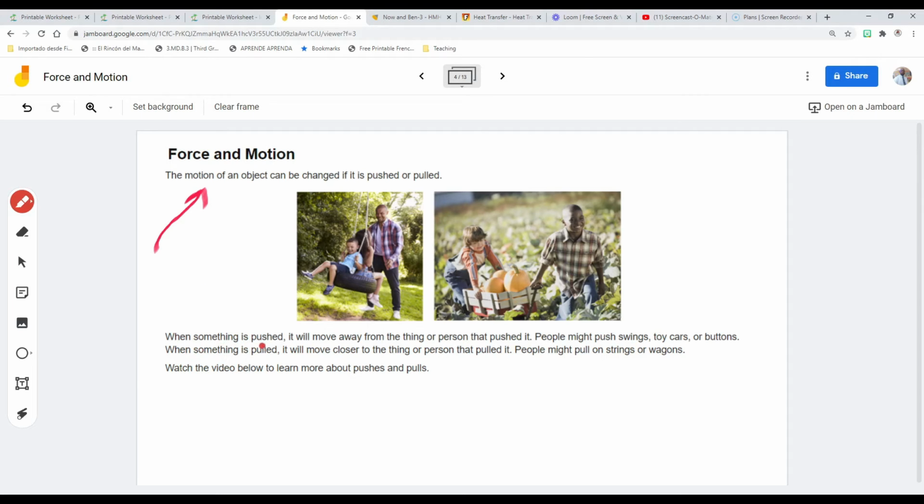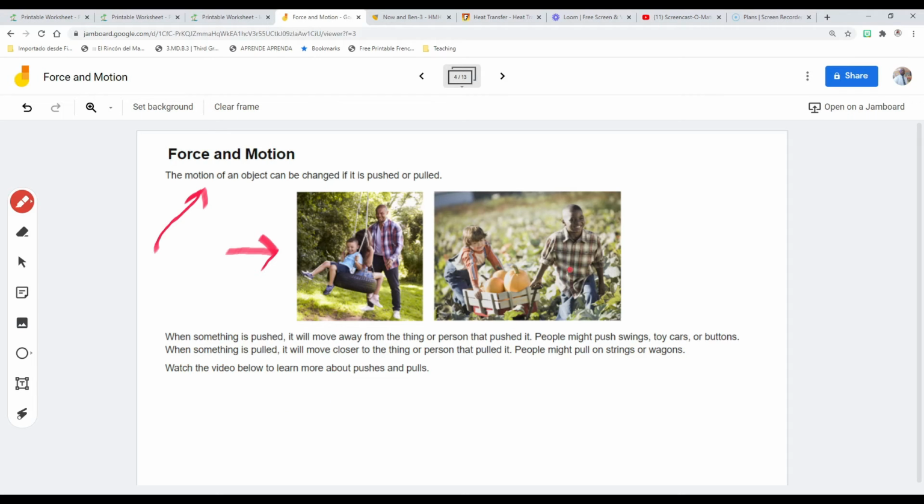When something is pushed, it will move away from the thing or person that pushed it. People might push swings, toy cars, or buttons. When something is pulled, it will move closer to the thing or person that pulled it. People might pull on strings or wagons. When you push, things go away. You can see that here he is pushing those kids on that swing. So when you push something, it goes away from you, and when you pull it, it gets closer to you. That's what it is about.